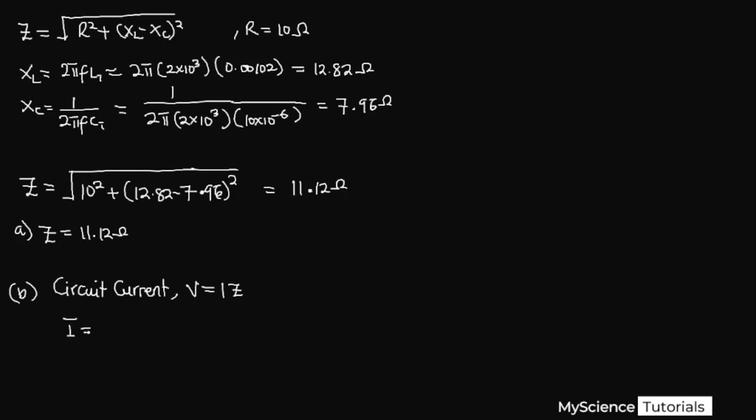So our current will be equal to the ratio of the voltage to the impedance, and that will give us 100 for the voltage divided by 11.12. So our current in this case is equal to 100 divided by 11.12, which gives us 8.99 amperes. So the current in this particular example is 8.99 amperes.